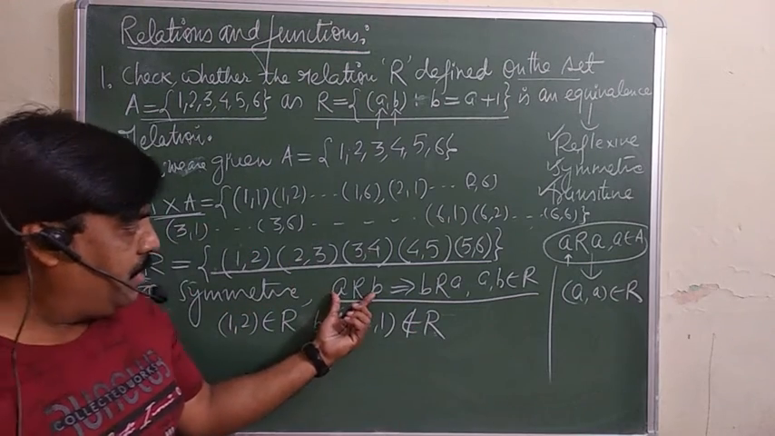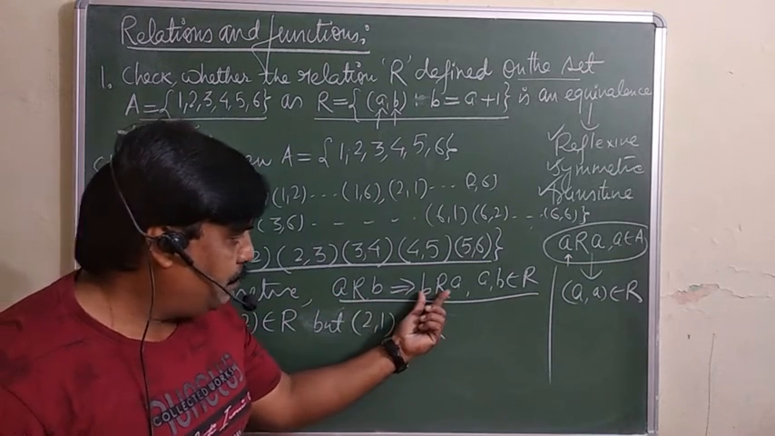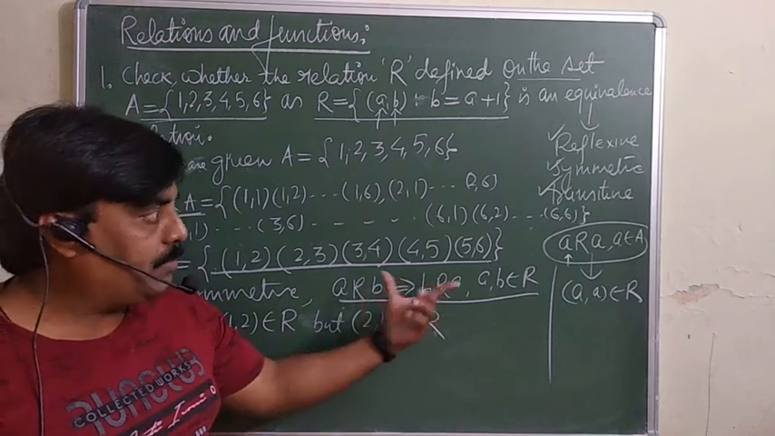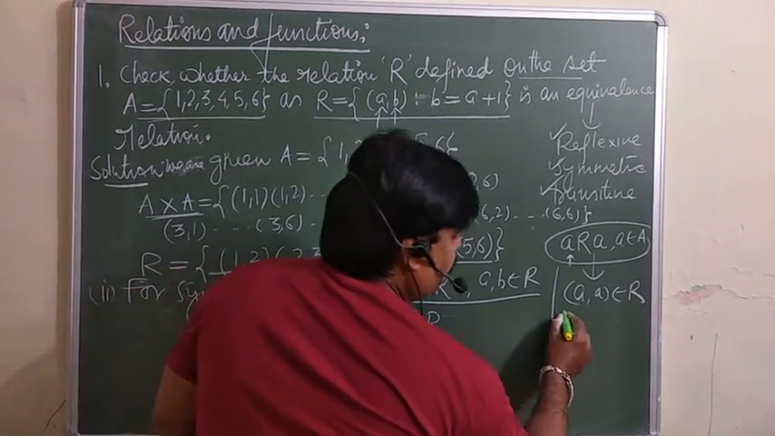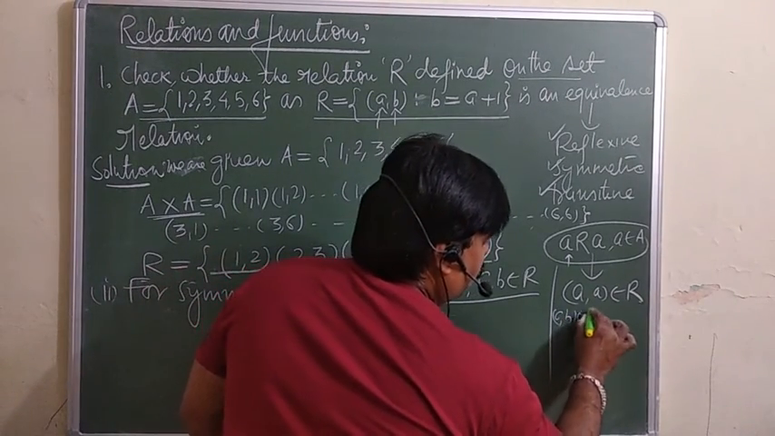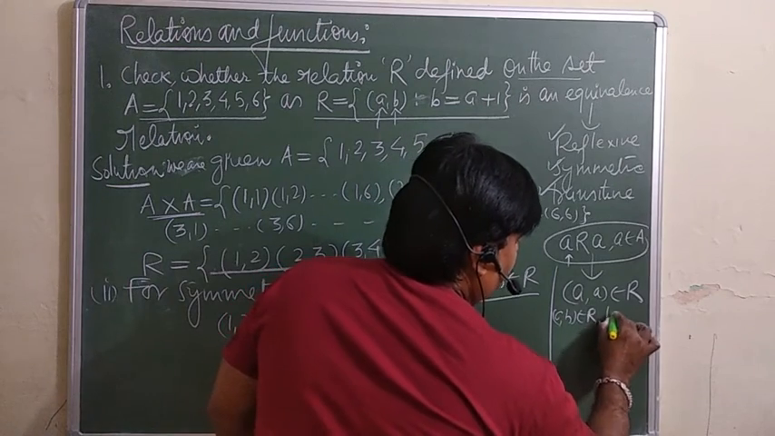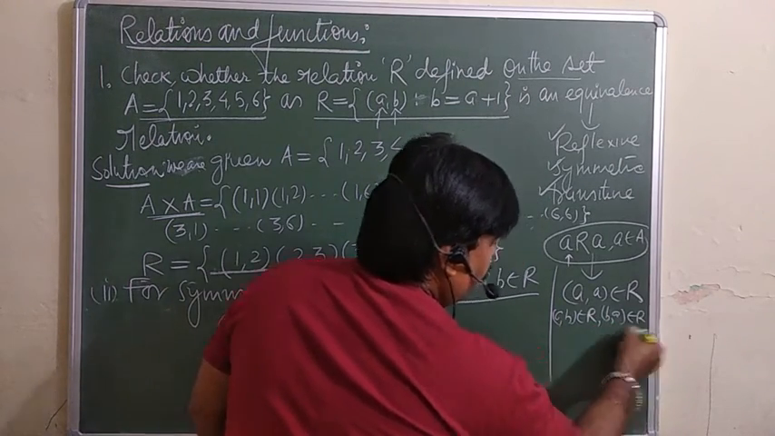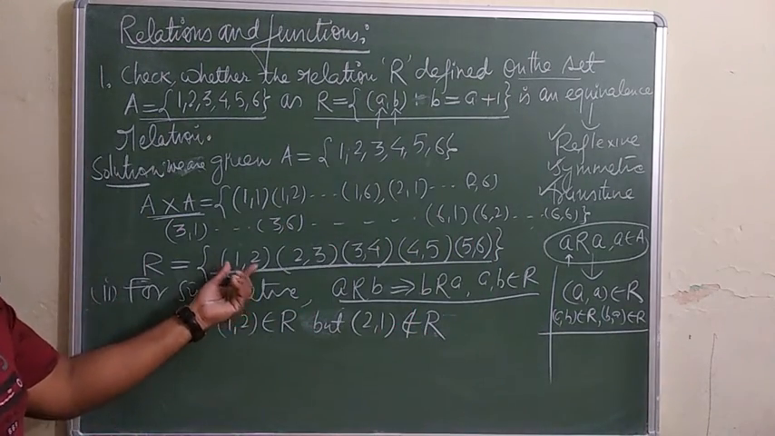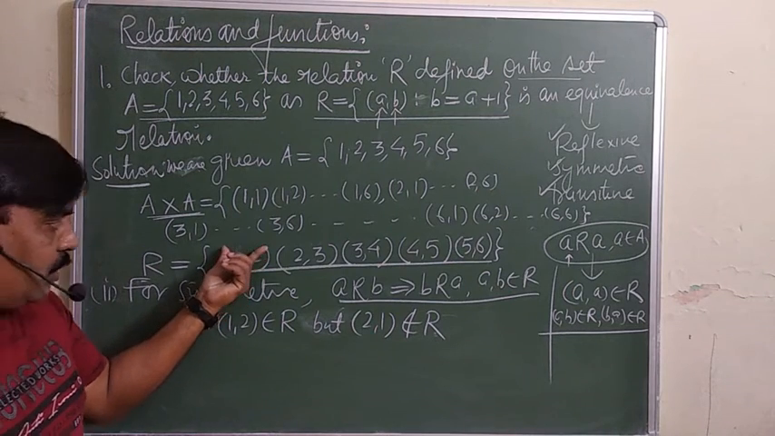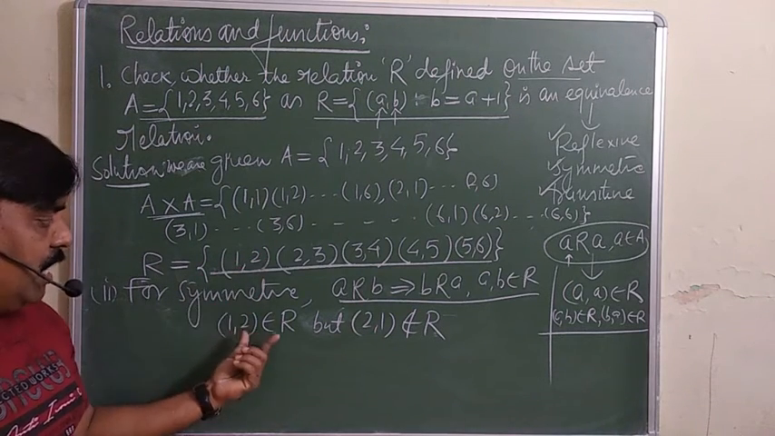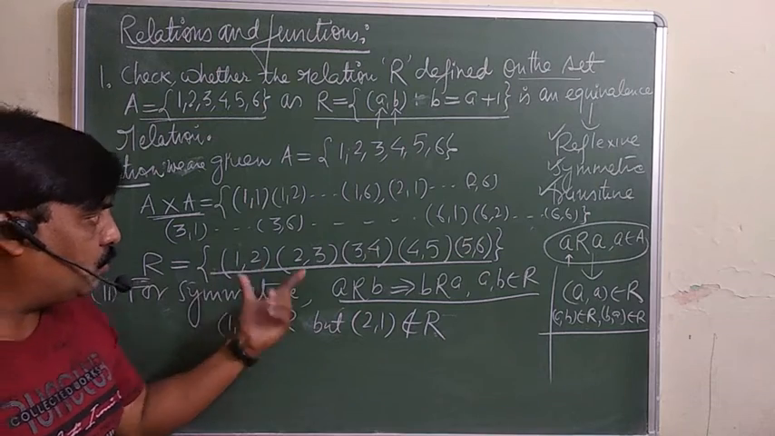Because if AB belongs to R, then BA must also belong to R to become symmetric. Symmetric condition है कि अगर AB belong कर रहा है R को, तो BA ऑर्डर पेयर भी R को belong करना चाहिए. तो you are supposed to check for this one. अगर first order pair के लिए हम चेक कर रहे हैं, 1 2 belong कर रहा है R को, but 2 1 is not here.